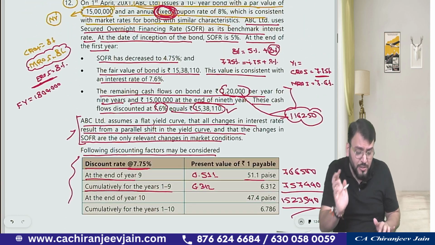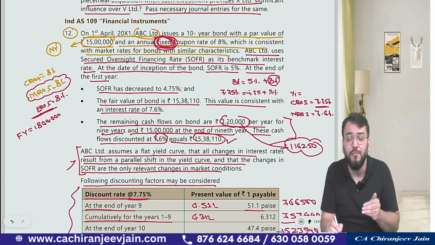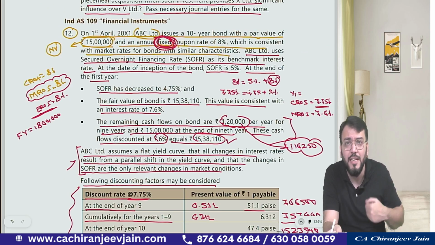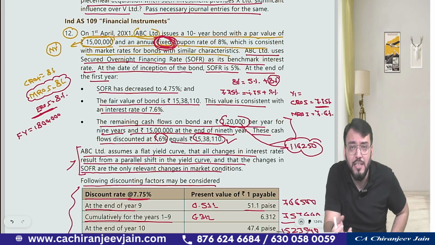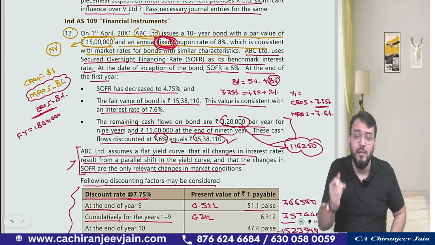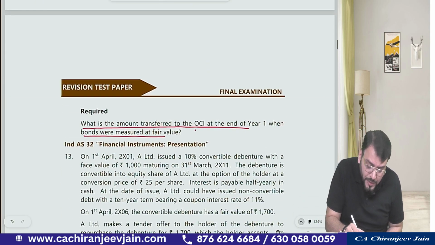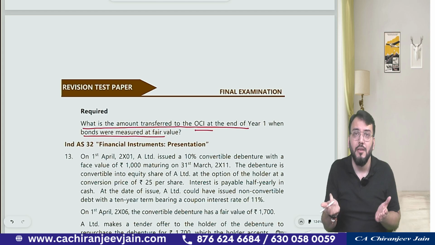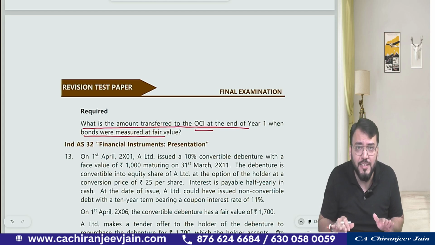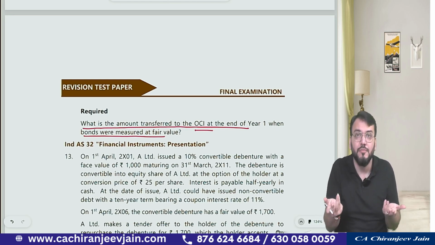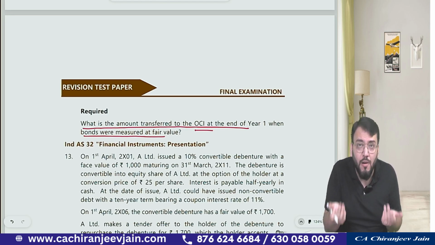Just try to understand, this question is for ABC Limited, and for ABC Limited it is a financial liability, and a financial liability can be measured only at amortized cost or FVTPL. There is no FVTOCI for financial liability. Means how can they say to transfer the difference to OCI? Have you done any question of financial liability measured at FVTOCI? From where have they created this question? What do they want to ask?